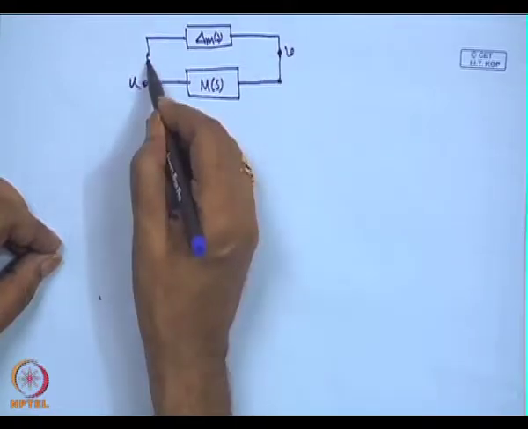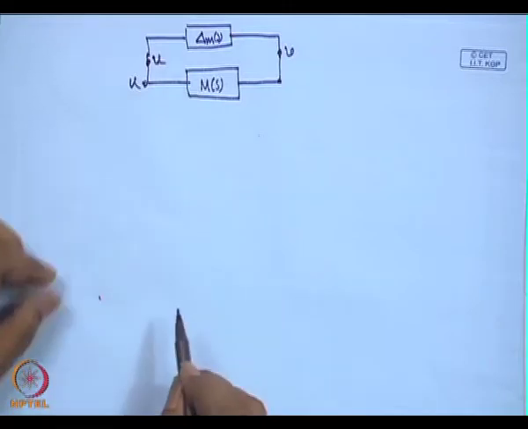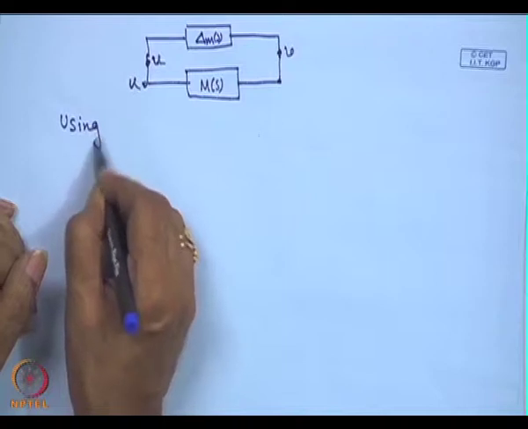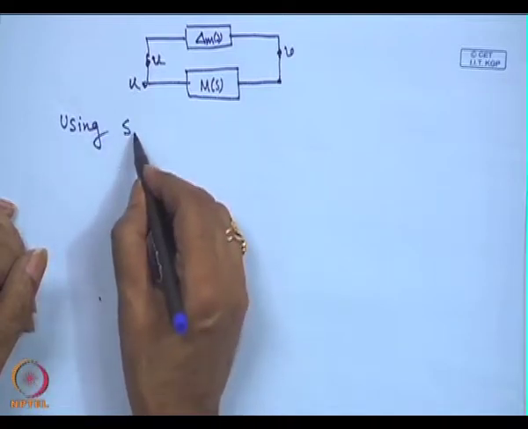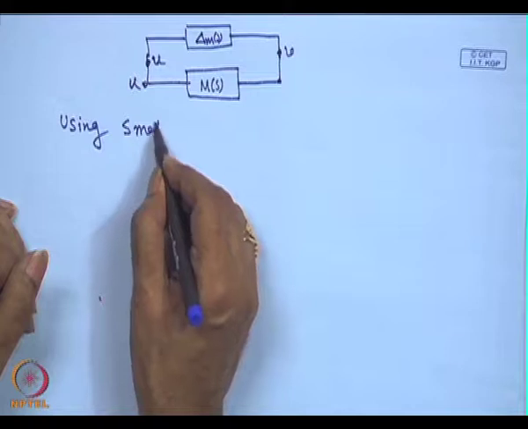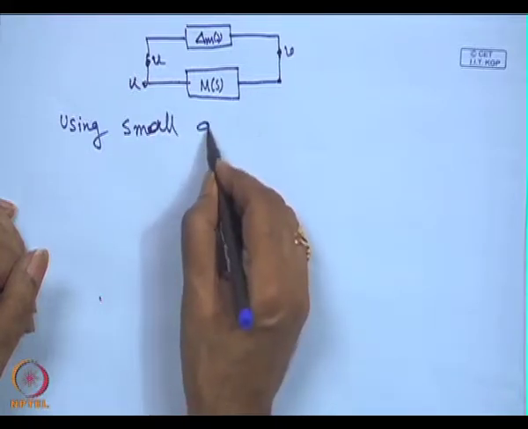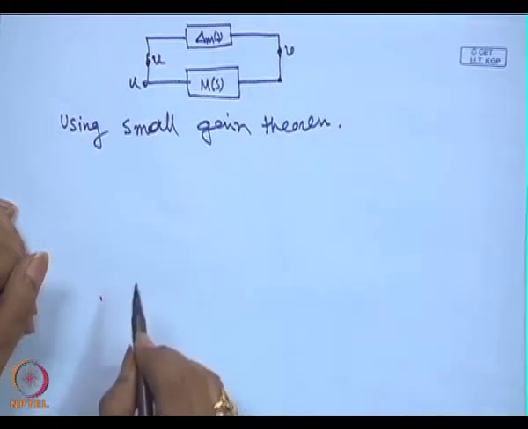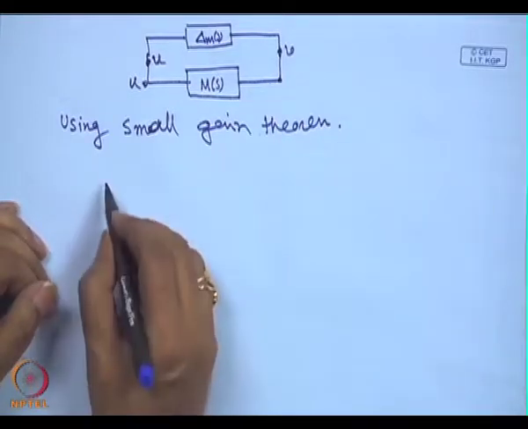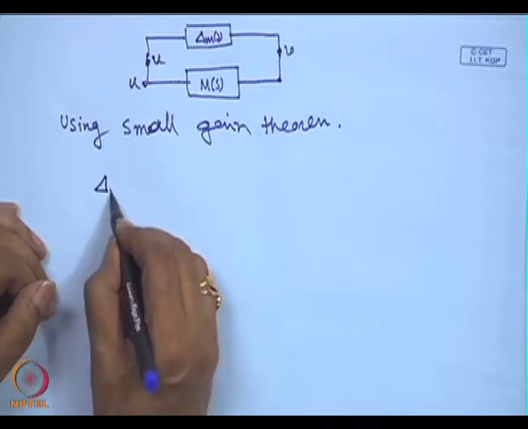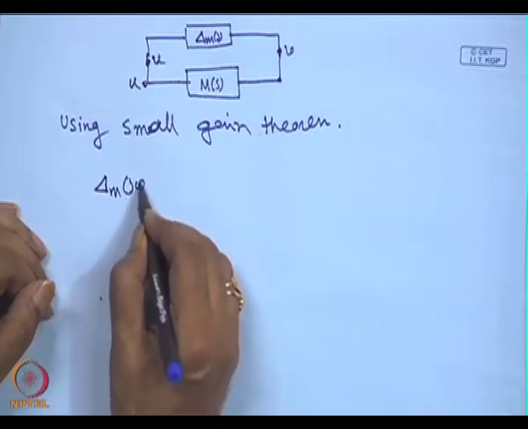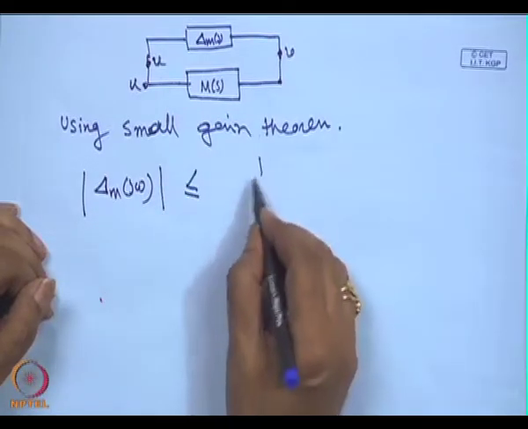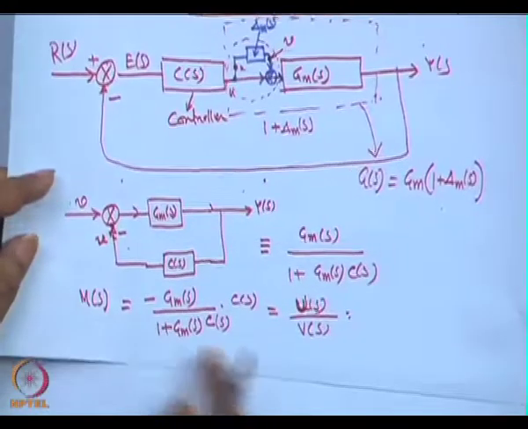This is V, this is equivalent to U. So, again applying the small gain theorem, what you can write without any details is that the magnitude of delta m of j omega is less than or equal to 1 by C.